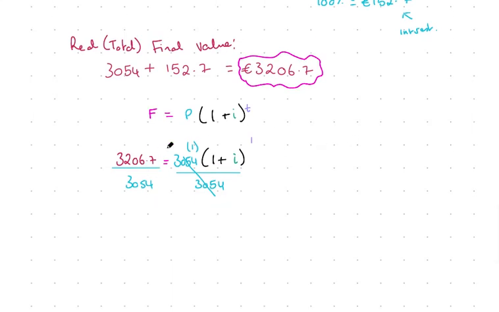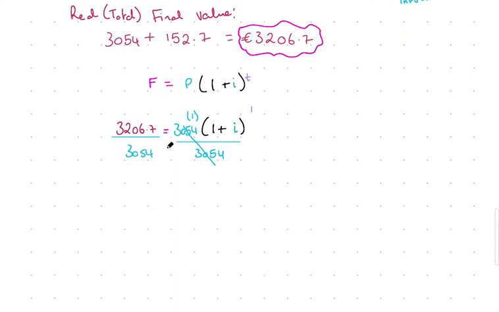The next one then, we can calculate this out. So we're going to have 3206.7 divided by 3054. And what I get when I do that is 1.05. So I'm getting 1.05 is equal to 1 multiplied by this, which just leaves me with this, to the power of 1, which again is just this value. Now, if I want to get I on its own, I'm no longer multiplying, so I don't need the bracket anymore. If I want to get I on its own, I need to get rid of that plus 1.